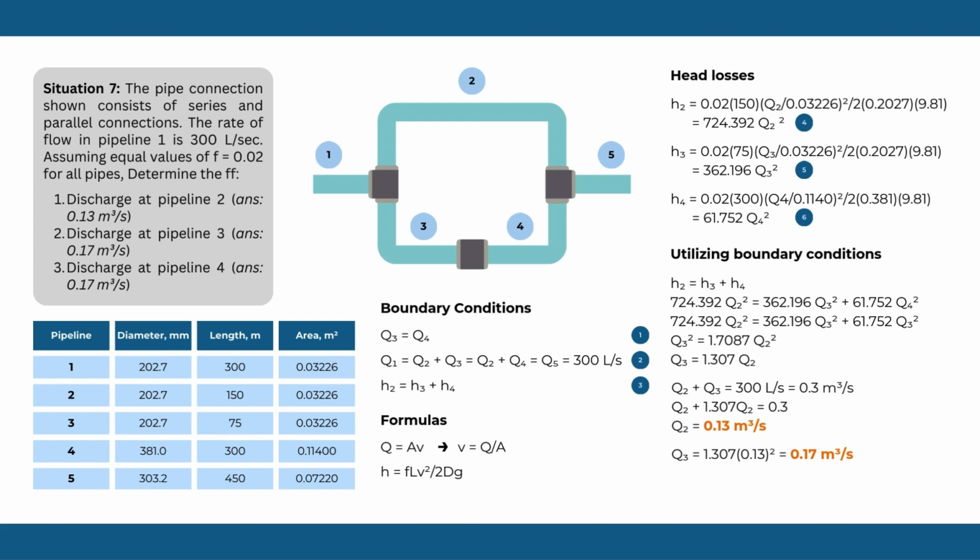And since as stated sa boundary conditions natin, Q3 is just equal to Q4. Therefore, we don't really have to solve for anything anymore since Q4 is also just equal to 0.17.